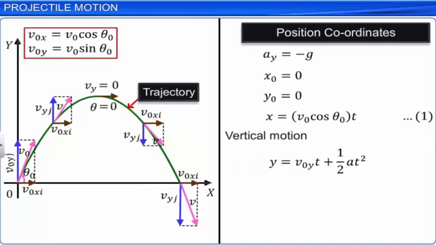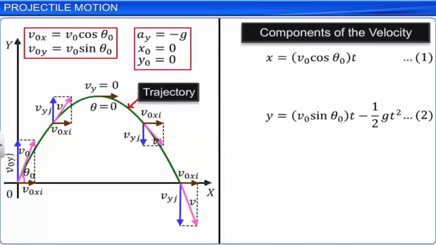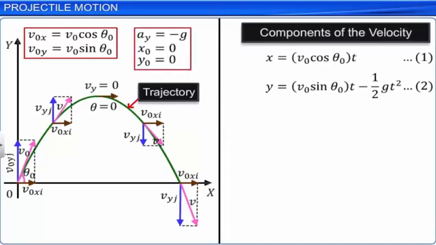Now, we can write the components of the velocity of the projectile at any time t. Vx is equal to v0x, which is equal to v0 cos theta 0, as the horizontal component Vx always remains constant. As the vertical component of the projectile has acceleration equal to minus g, it keeps on changing with time. Hence, Vy is equal to v0 sin theta 0 minus g t.